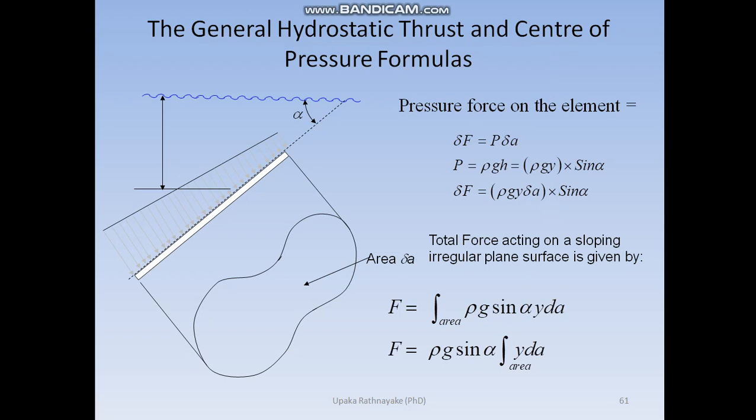We discussed the hydrostatic pressure forces for the simplest case, that is on a rectangular vertical wall. However, we have limitations on that. First, the area can be irregular in the real world cases. It is not always a rectangular wall. The surface can be inclined. It is not always vertical.